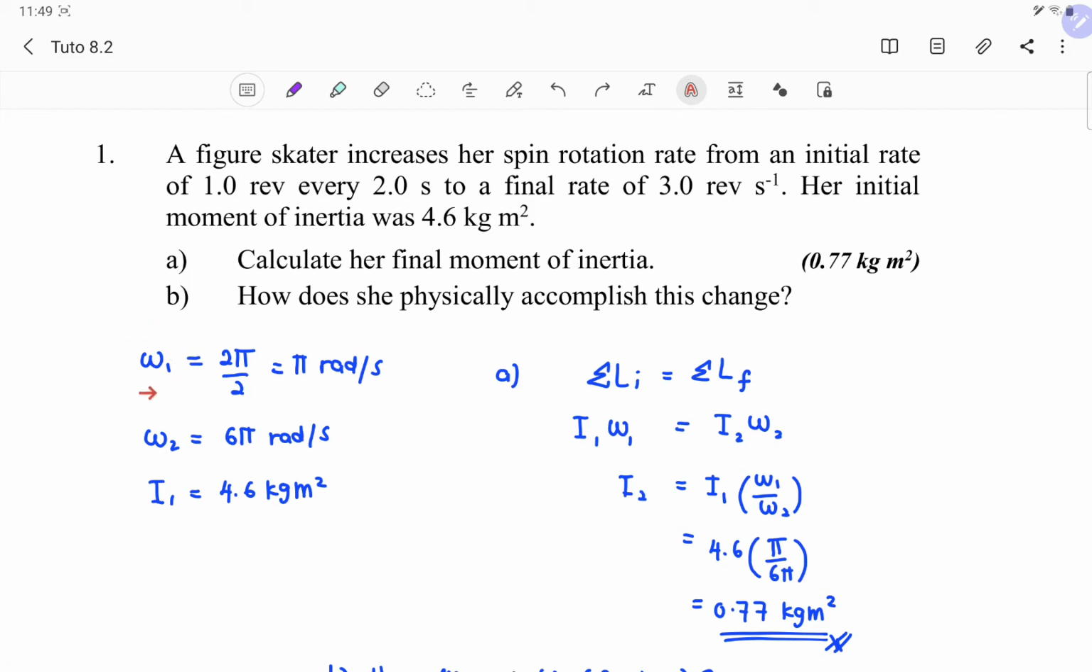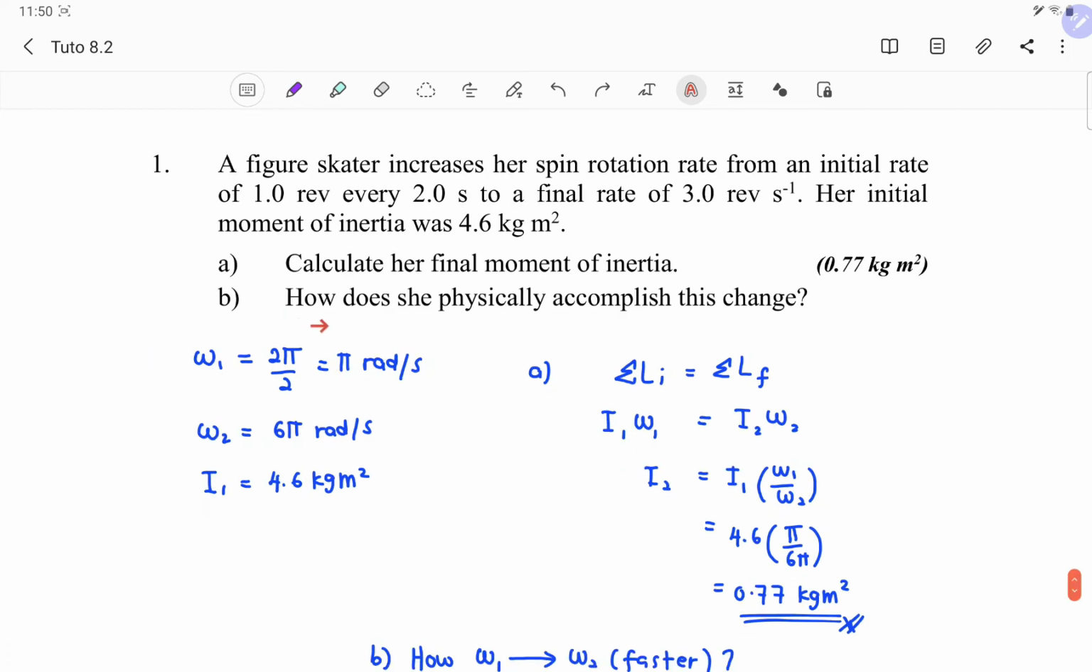First thing, find the value for the initial angular velocity, given 1 revolution per 2 seconds. So 1 revolution is 2 pi radian per 2 seconds. This is the first angular velocity. And then for omega 2, 3 revolutions per second, so 3 times 2 pi over 1, so 6 pi radian per second. This is the initial moment of inertia. We know that the momentum is conserved, the summation of Li is equal to the summation of Lf. Basically we need to find I2. So I2 is 0.77.